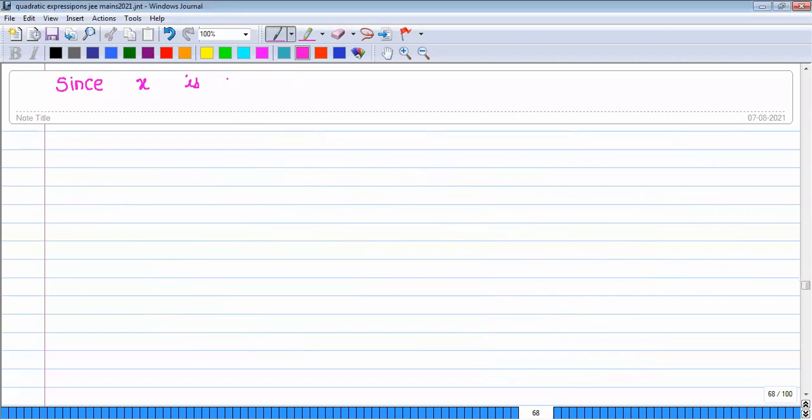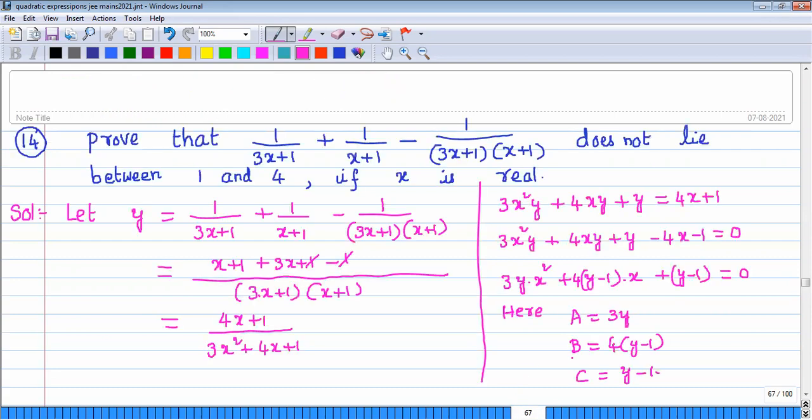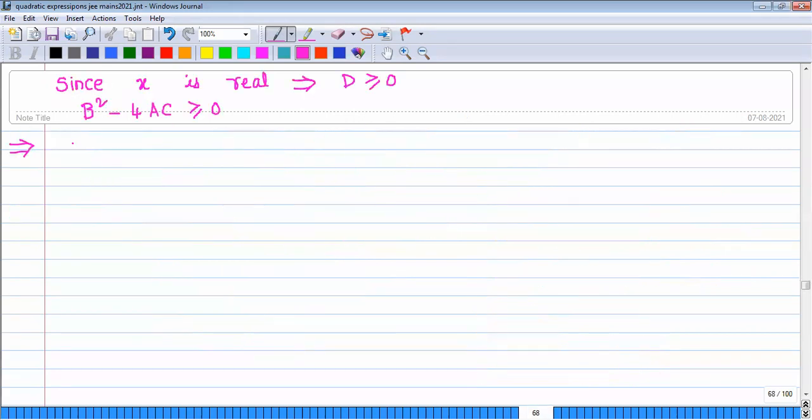Since x is real, the discriminant must be greater than or equal to 0. So b square minus 4ac greater than or equal to 0. So let us substitute the respective values. b stands for 4 times y minus 1. So 4 times y minus 1 whole square minus 4 times a times c greater than or equal to 0.